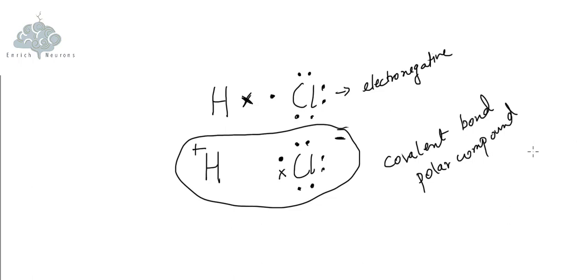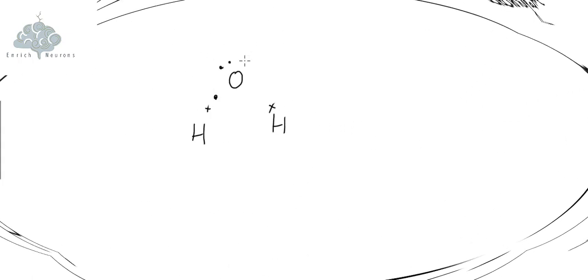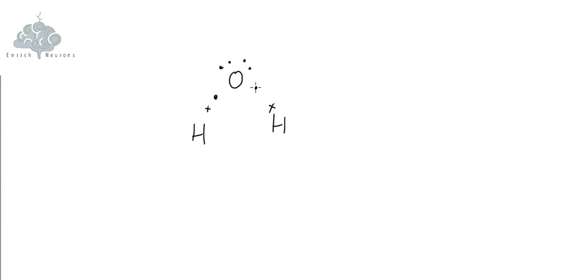I will not be going into the detail of what polar molecules are. So the covalent molecules which dissociate into ions in water are polar covalent molecules. One more example of a covalent molecule is water. The same thing happens in water. Consider the water molecule. The dot represents the electron of oxygen and the cross represents the electron of hydrogen.